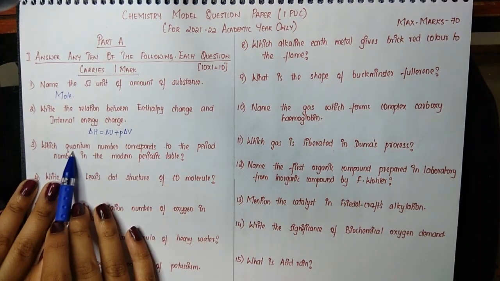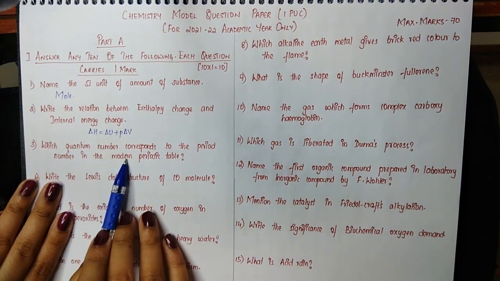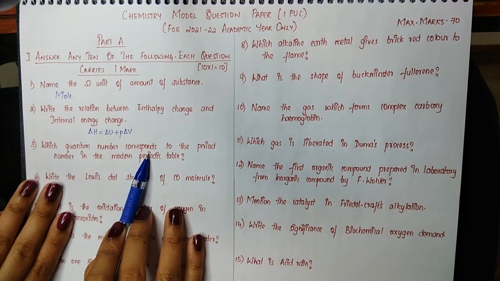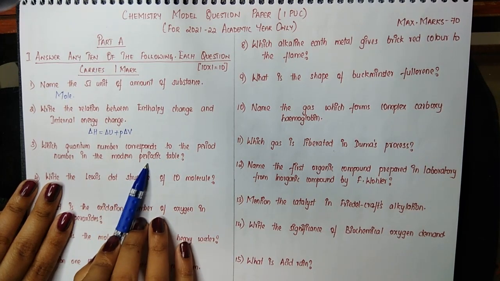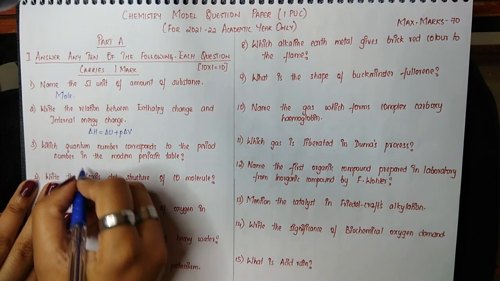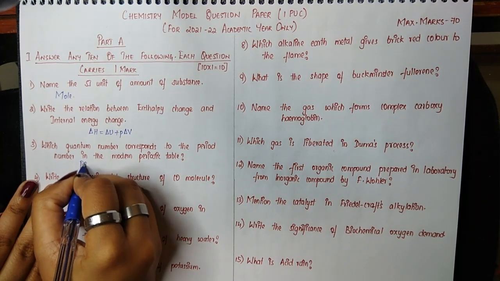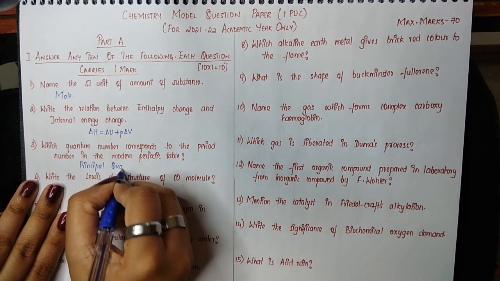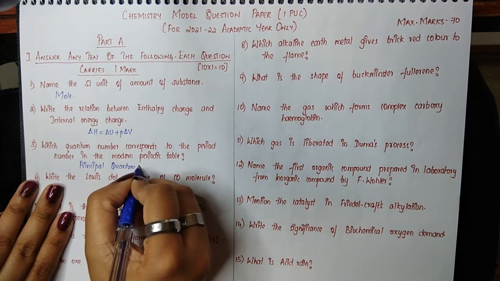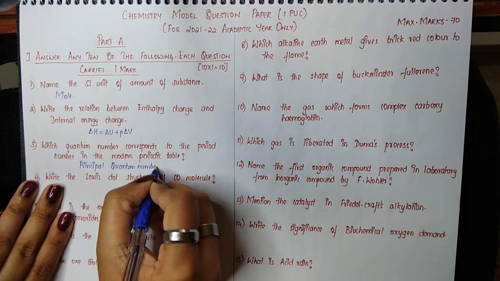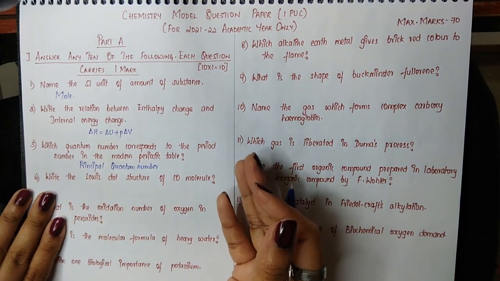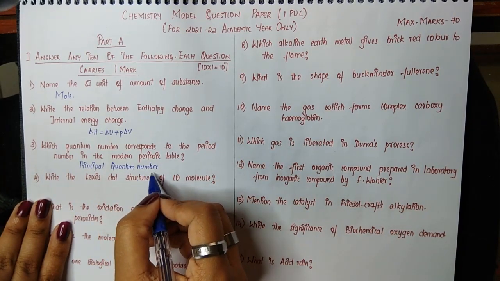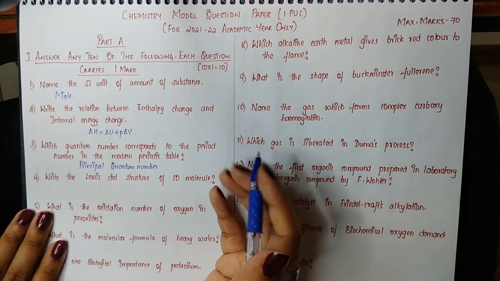Now the third one is, which quantum number corresponds to the period number in the modern periodic table? This question comes from chapter number 3, which is talking with respect to periodic table. So here the quantum number is principal quantum number. So if your principal quantum number is 3, that means it belongs to period number 3. If the principal quantum number is 4, it belongs to period number 4.